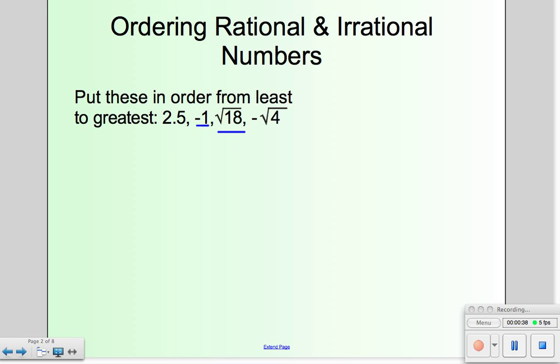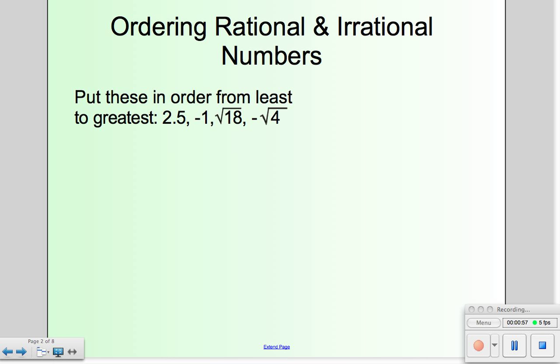Square root of 18. Is 18 a perfect square? Nope. So this is going to be an irrational number. Negative the square root of 4. I like this one. Is that rational or irrational? Before we go any further, let's think about that actually.